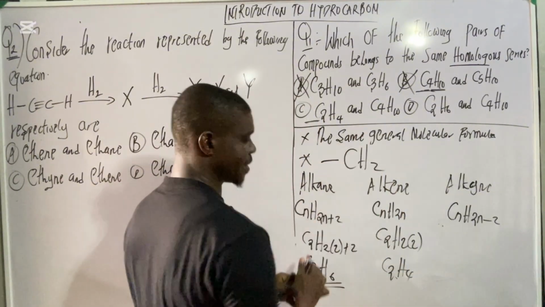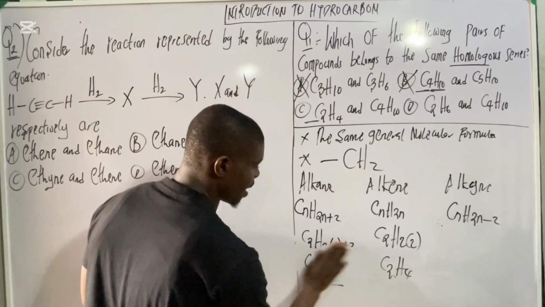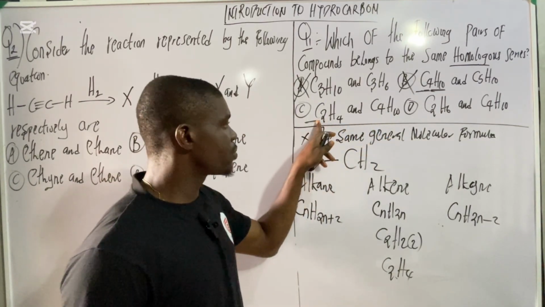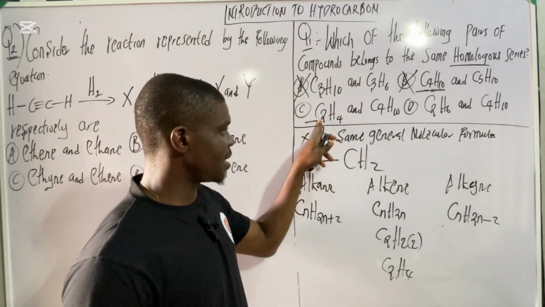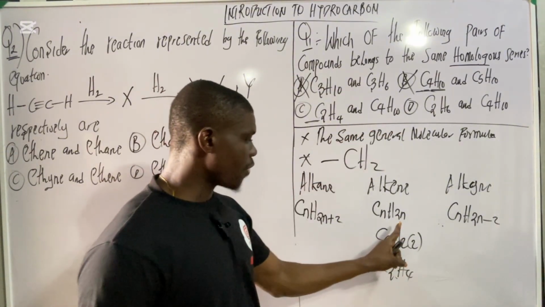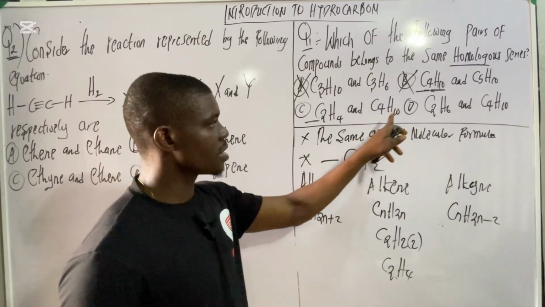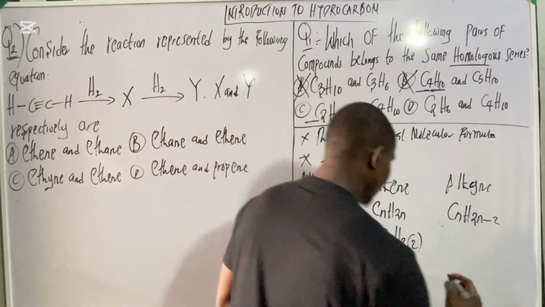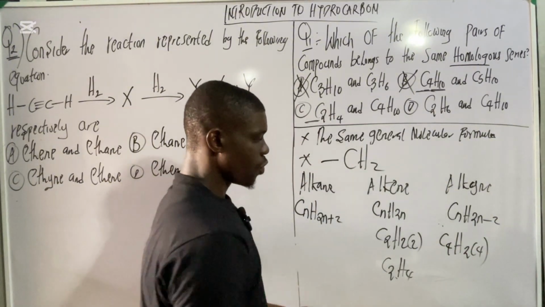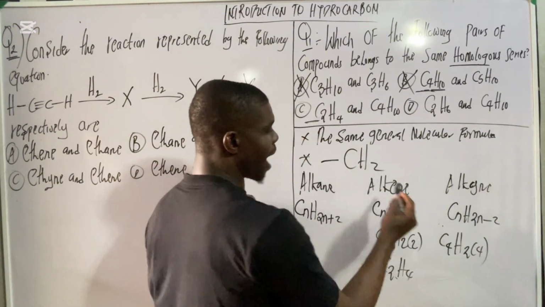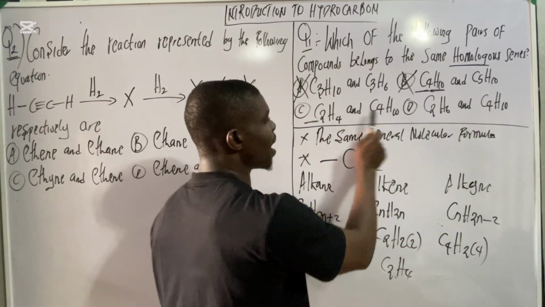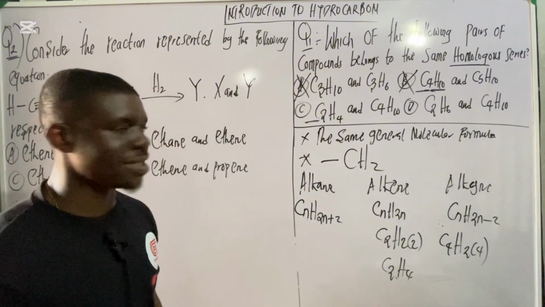So let's test this one first. If you test this other one here, since you know that this one is an alkene, let's test if this one is an alkene. This one cannot be an alkene, because if you plug the number of carbon atoms here, we have C4H8. As an alkene, it's supposed to be C4H10. So these two are not in the same series.